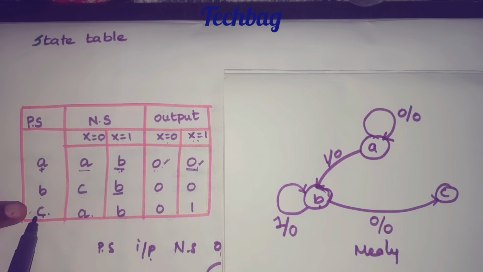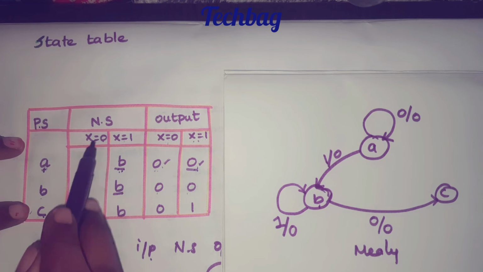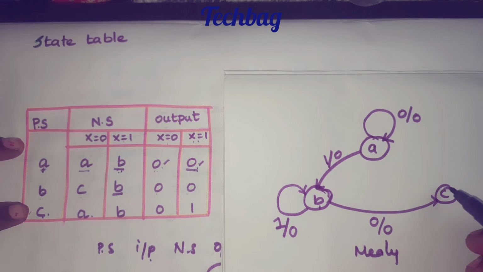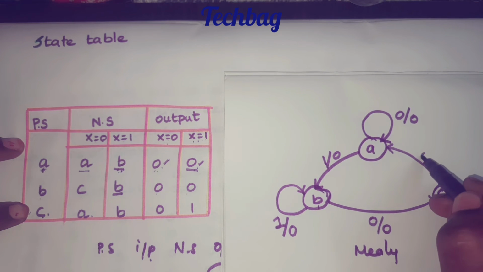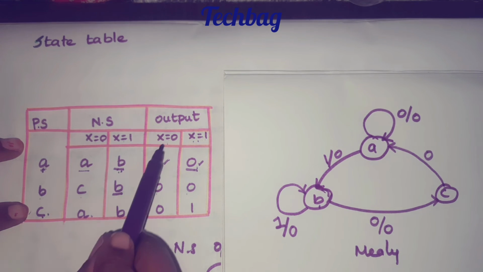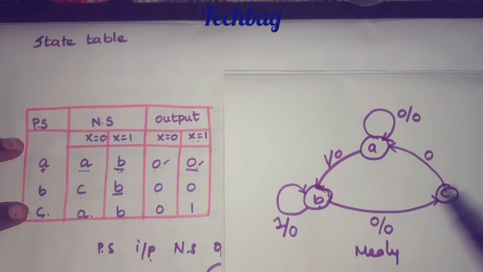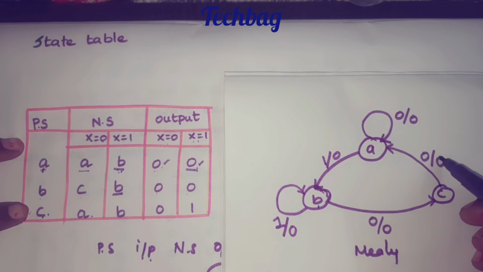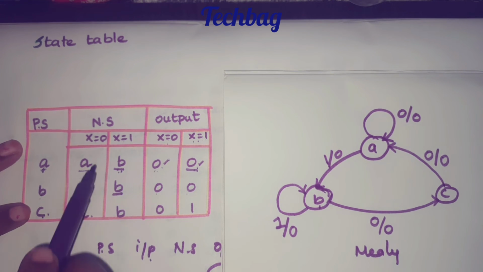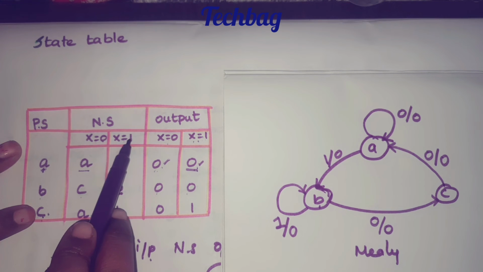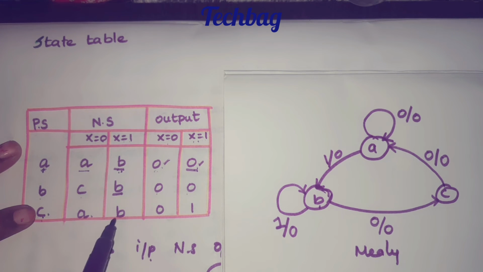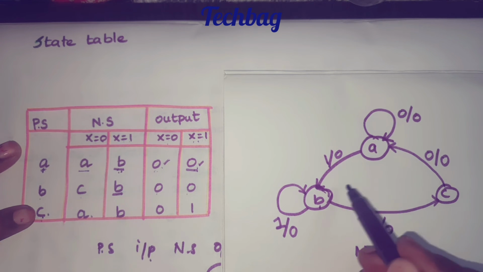Third line, C. If present state is C and input is 0, next state is A. So you should move from C to A if input is 0. If input is 0, what is output? This is 0. So you have to put 0 here. And second, X is equal to 1 means you have to move from C to B. Present state C, X is equal to 1. The next state is B. So you have to move from C to B.